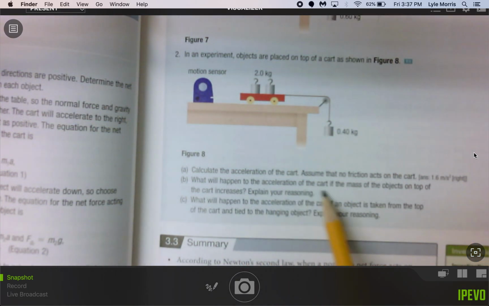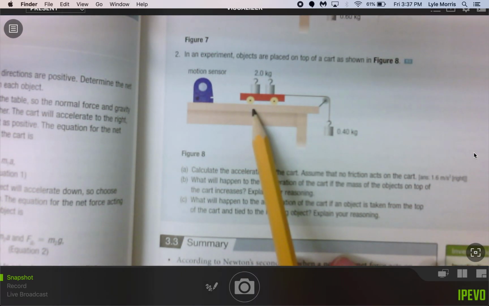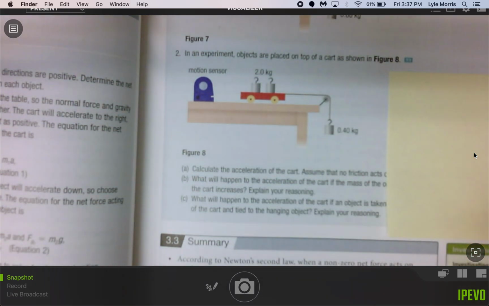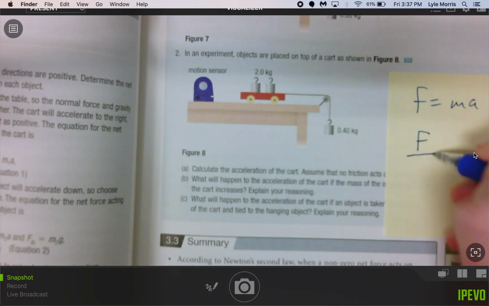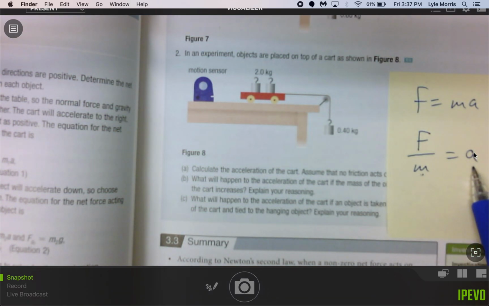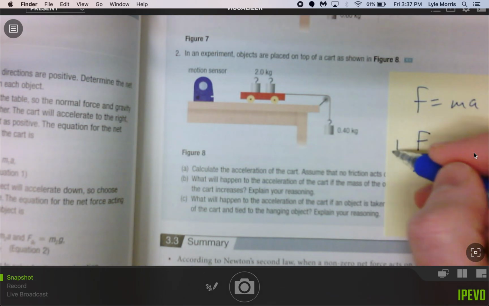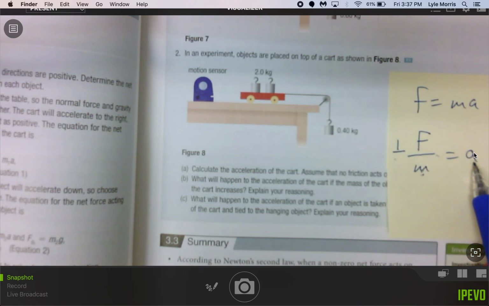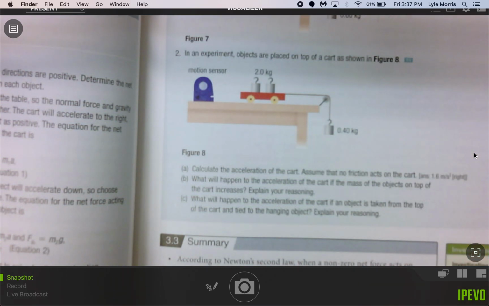What will happen to the acceleration of the cart if the mass of the objects on top of the cart increases? If this gets heavier, it's going to get slower. F equals ma. If we're solving for acceleration, F over m equals a. The bigger the mass gets, the smaller this number is going to get. Imagine the force is 1, just for the sake of argument. If the mass is 1,000,000, 1 over 1,000,000, that acceleration is going to be very small. If the mass is 1, the acceleration will be bigger. This was kind of in the notes, but now you're seeing how it works.